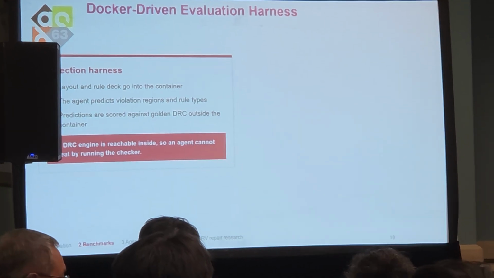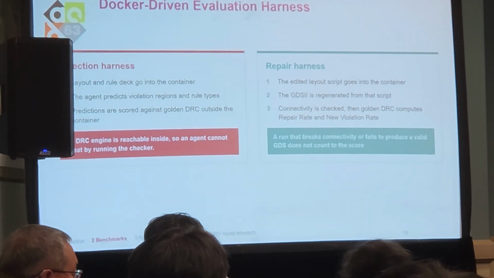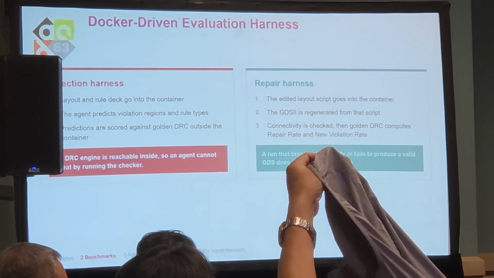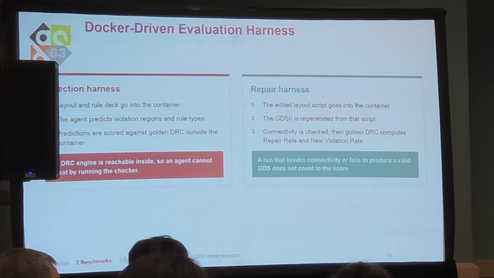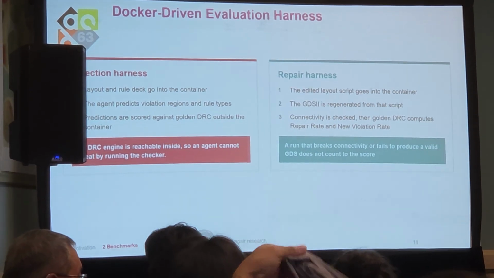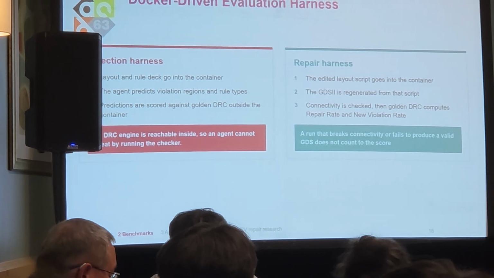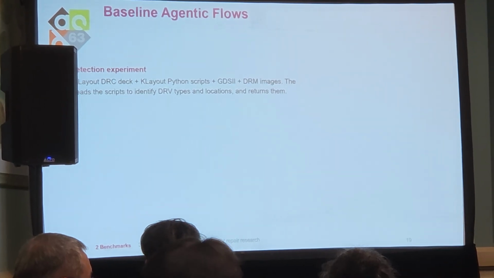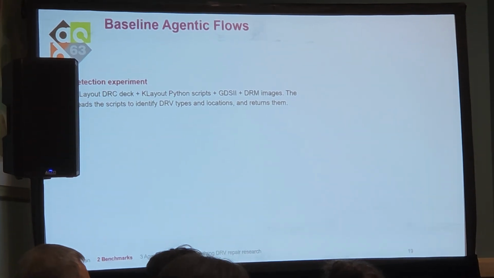For example, in the detection task, the agent cannot simply use a DRC analysis tool to locate the violations. For the repair task, the evaluation script regenerates the layout from the generated Python KLayout script, checks for connectivity, and only then does a golden DRC simulation to figure out what the repair rate and the new violation rate are. If the script fails, the GDS is invalid or the connectivity breaks, then that does not count as success for the agent.